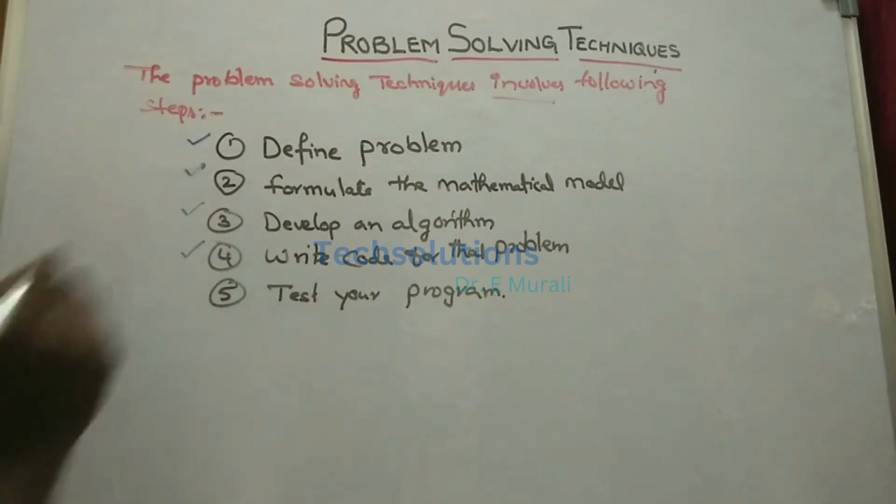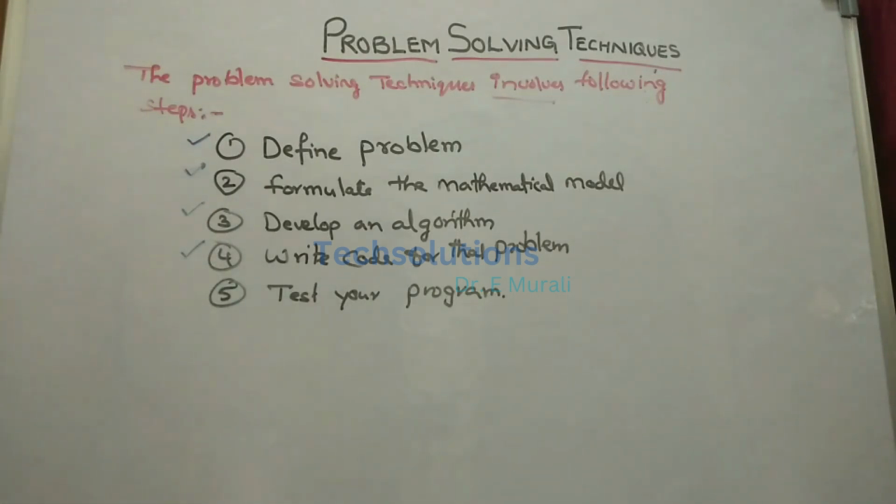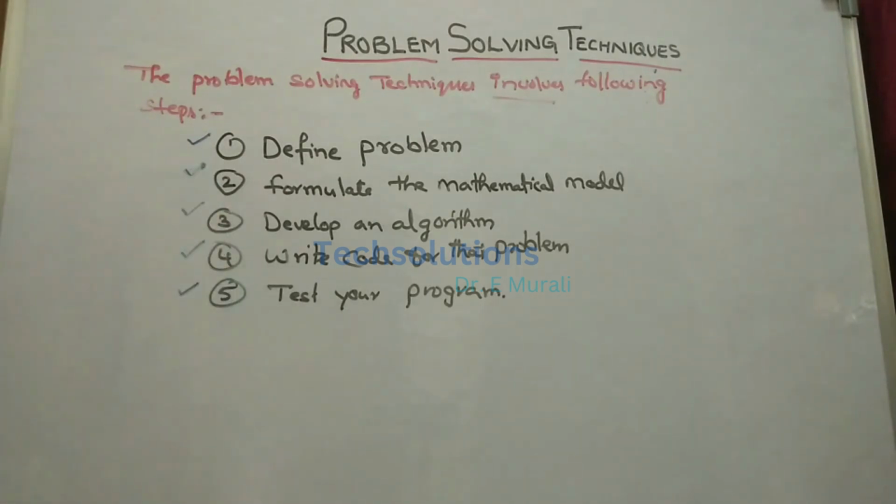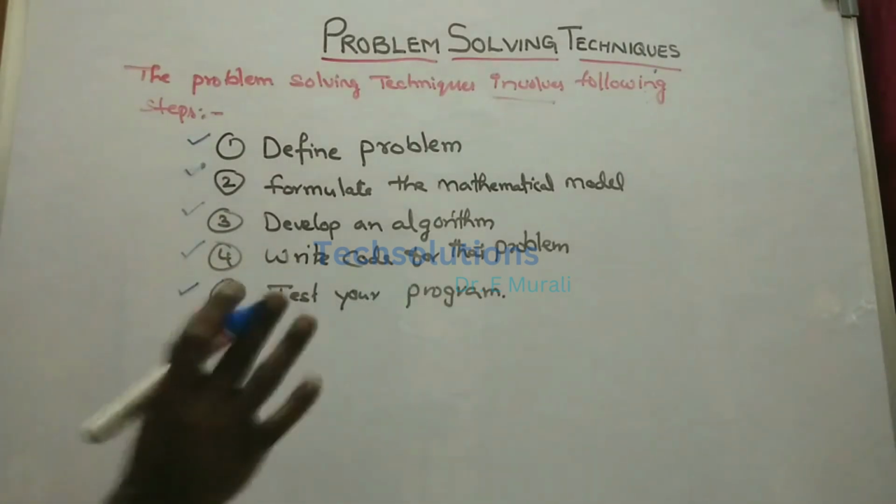After that we write the code for that problem, in whichever language you require. The algorithm that has been developed must be converted into any programming language like C or C++ or Java. You can take any one. After that you have to test your program. In testing, it will check for errors, both syntactic and semantic, and also for any bugs. If there are no bugs, your program will be executed successfully.